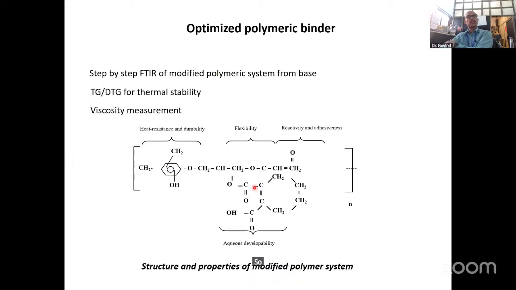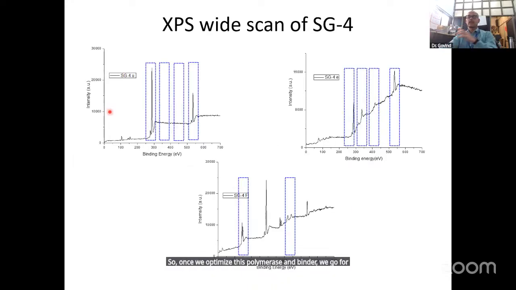So how to understand this polymer system? By taking FTIR, TG, and viscosity. Once we optimize this polymer as a binder, we go for XPS analysis. What we do is generally take this composition and print it on a substrate, and we take a broad spectrum. So here three cases are observed.